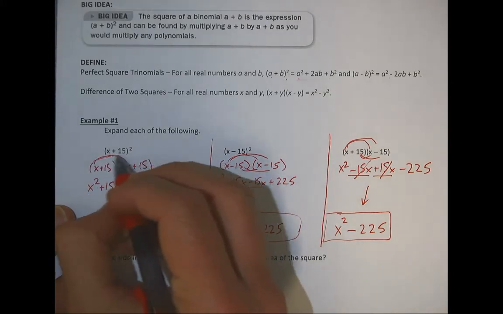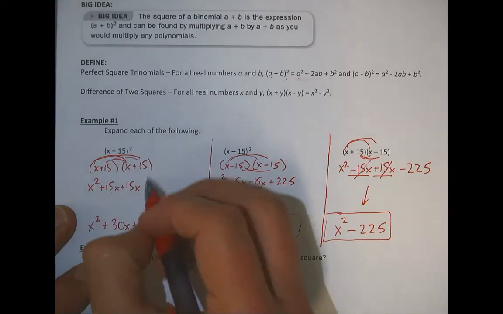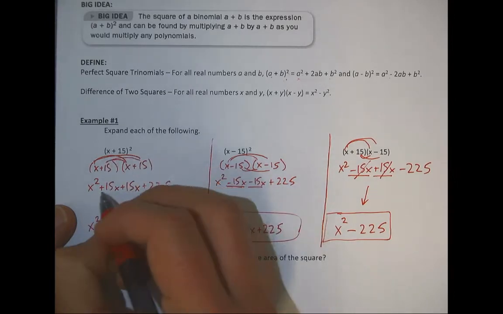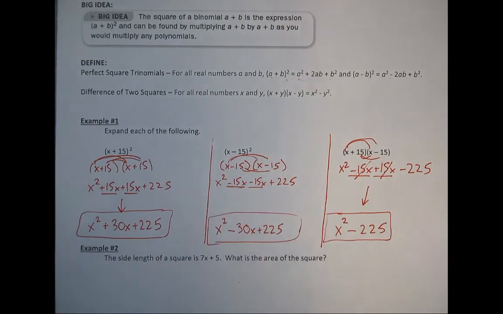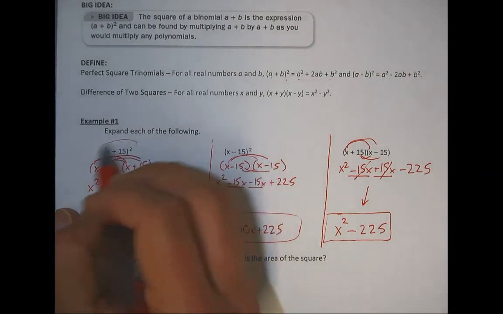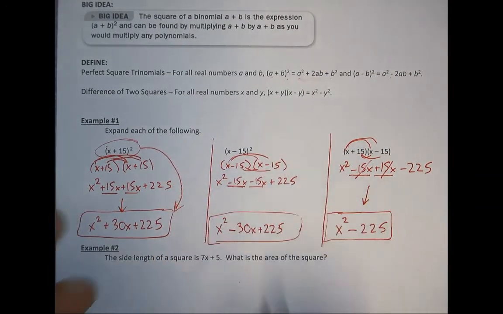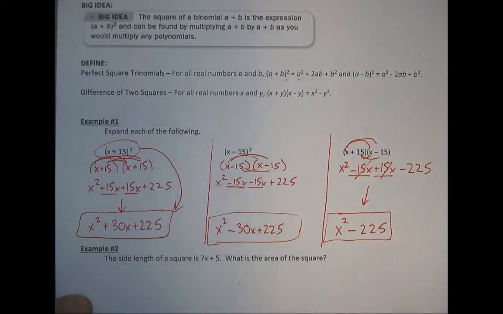So here's my x squared, here's one 15x, here's another 15x, and then you get a 225. So this and this go together, and this is our final answer. It will now be acceptable to understand that you can go from here to here, but it's still okay to do it the long way.